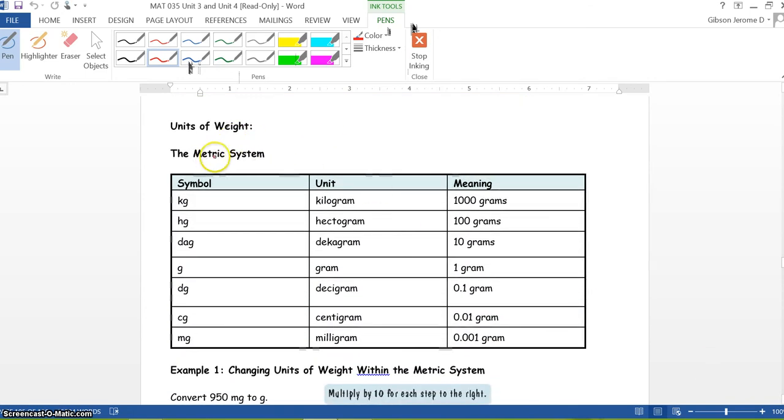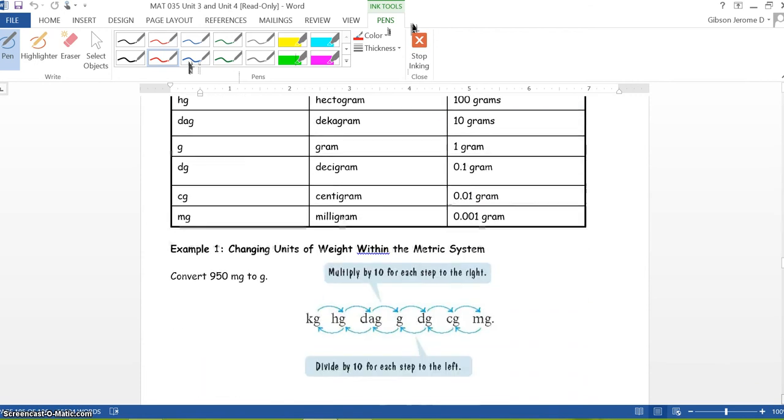Now we come to the units of weight in the metric system. We have kilograms, hectograms, decagram, gram, decigram, centigram, and milligram. If you notice, these prefixes kilo, hecto, deca, and then the unit, deci, centi, and milli are what's used with basically all of the metric system units. So a kilogram means 1,000 grams, a hectogram is 100 grams, a decagram is 10 grams, and so on, because everything is done by powers of 10.